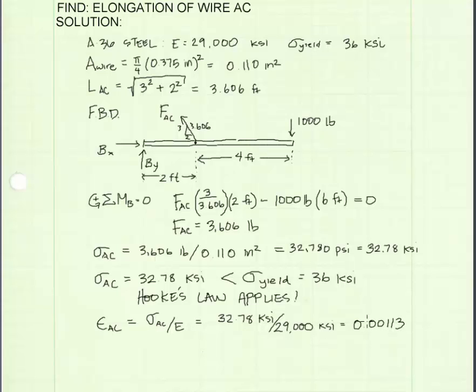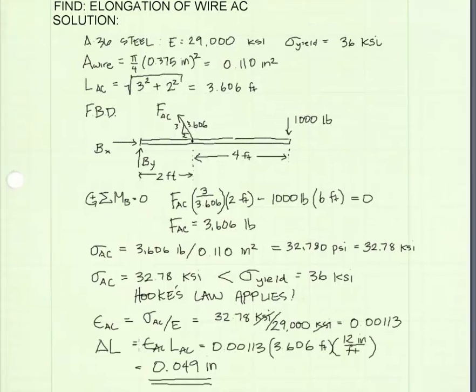And that gives us 0.00113. Notice the units cancel out. We can use our normal strain to get the elongation by multiplying normal strain by the original length. In this case, our strain is 0.00113. Our original length is 3.606 feet. Multiply it by 12 to convert to a more convenient unit of inches for elongation, and we get our elongation of our wire is 0.049 inches. That is our answer, and we're done.